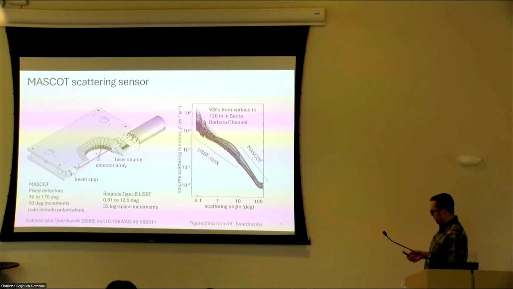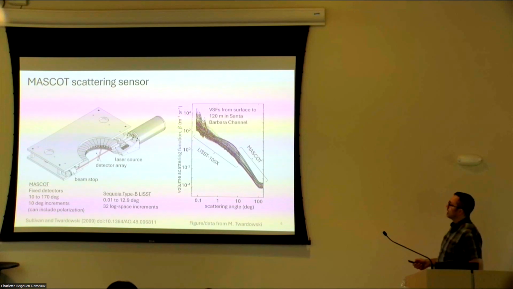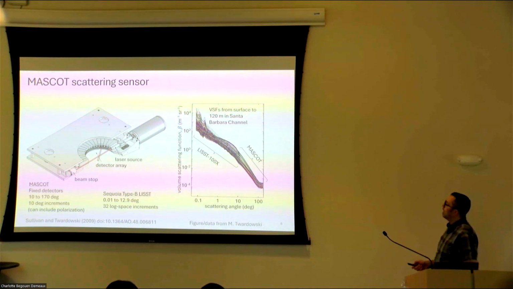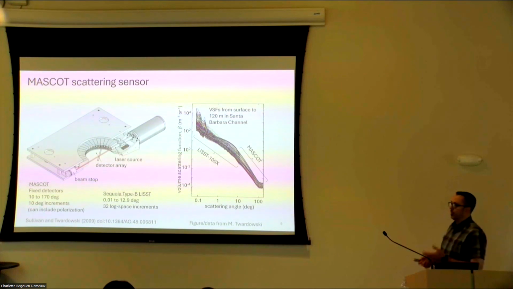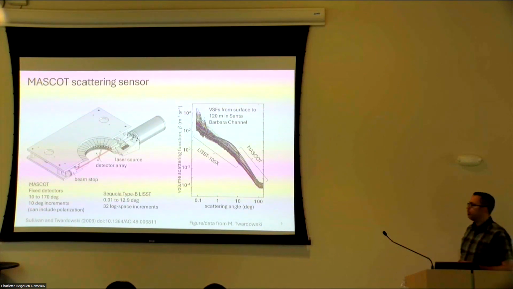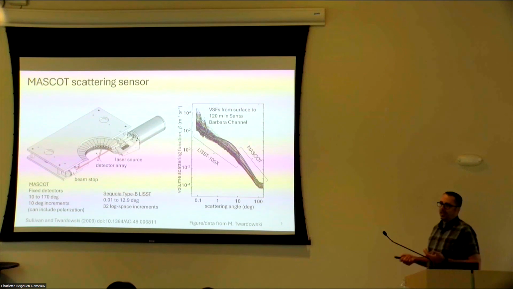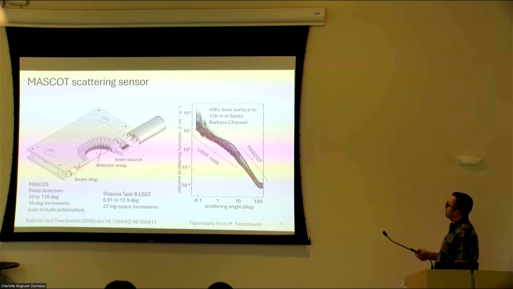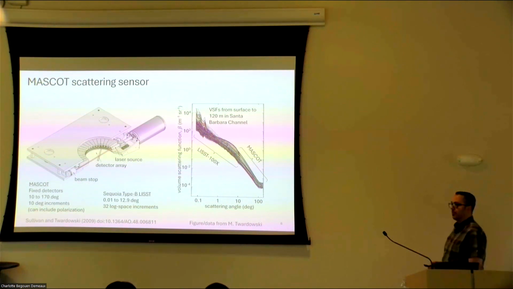Mike often would deploy the sensor with a LISST to get the near forward. So this actually sees from 10 degrees to 170 degrees with a detector at every 10 degrees. And the detectors are very well characterized. And then you add a LISST that gives you from about 0.01 degree to 10 to 15 degrees in the near forward. So if you combine those two, you can get a merged VSF that covers from very, very far in the near forward to 170 degrees.